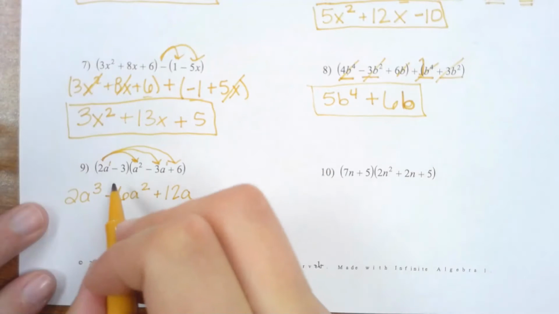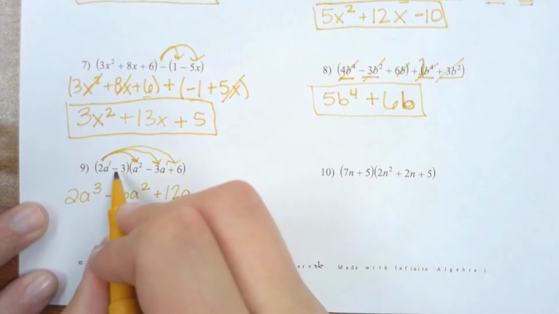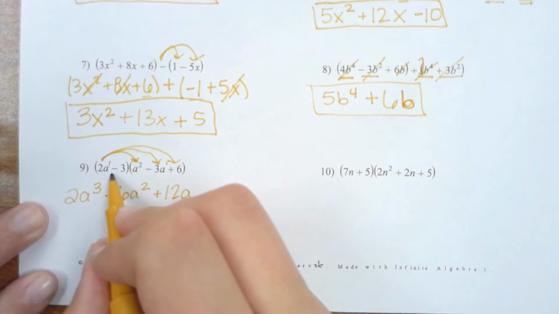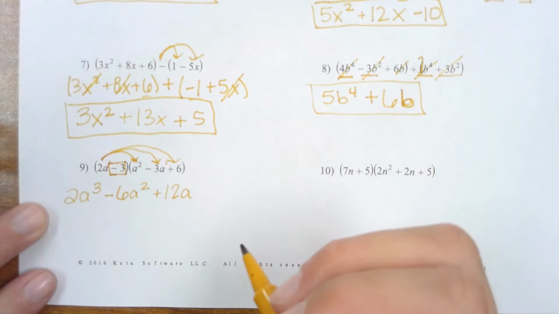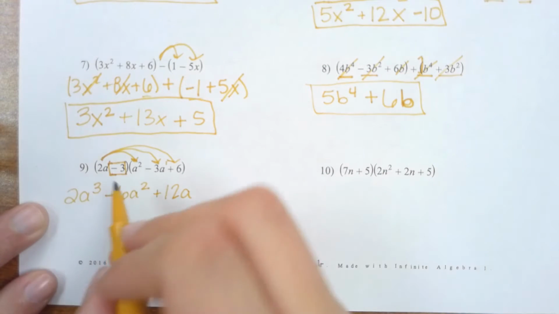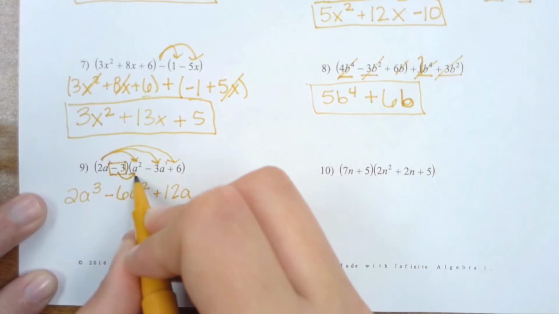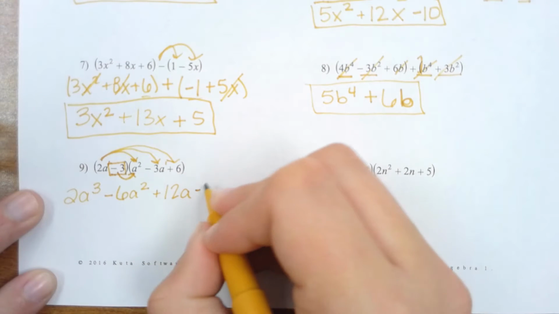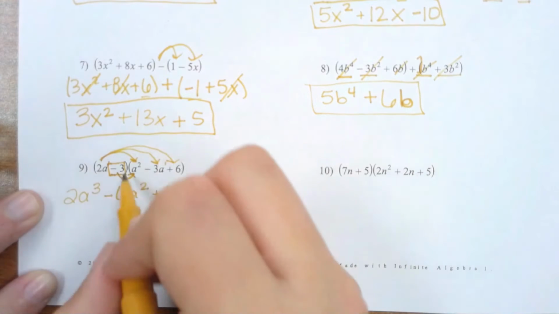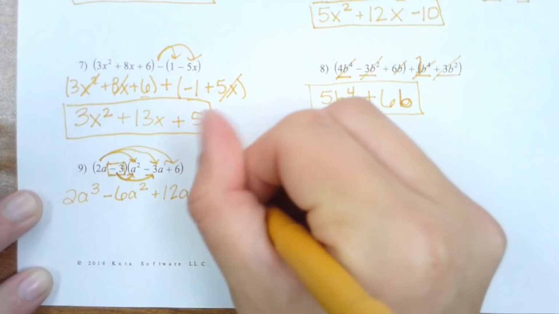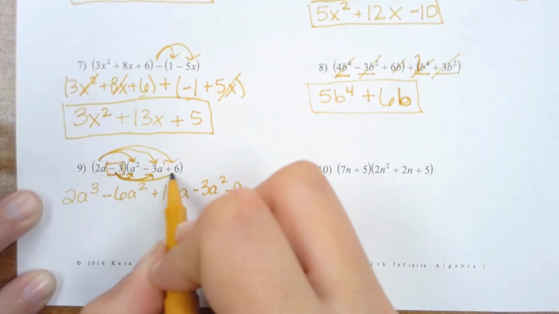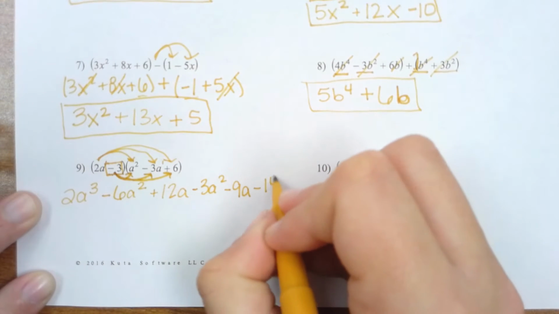Okay, now we're going to do the same thing with our second number in our first parentheses. Remember, guys, this is a negative 3 because of the subtraction sign before it. So negative 3 times an a squared is a negative 3a squared. Negative 3 times a negative 3a would give us a negative 9a. And then a negative 3 times a positive 6 is a negative 18.